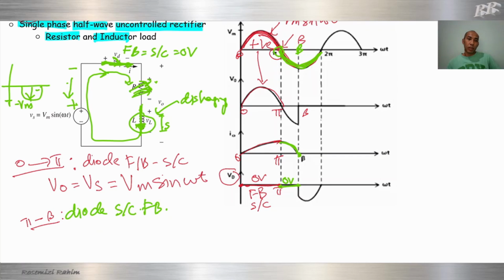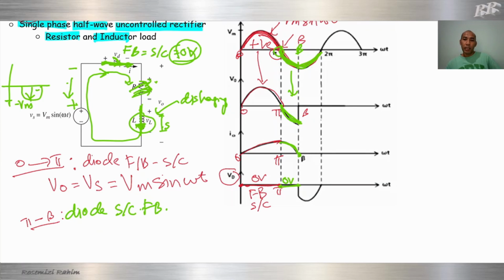So since the diode is a short circuit, 0 volt, it means all the input will go to the output. So the output will be the same as the input. Input like this, output will be the same as the input. Why? There's no voltage drop at the resistor or the diode. Diode 0 volt. So the output will be the same as the input until beta.